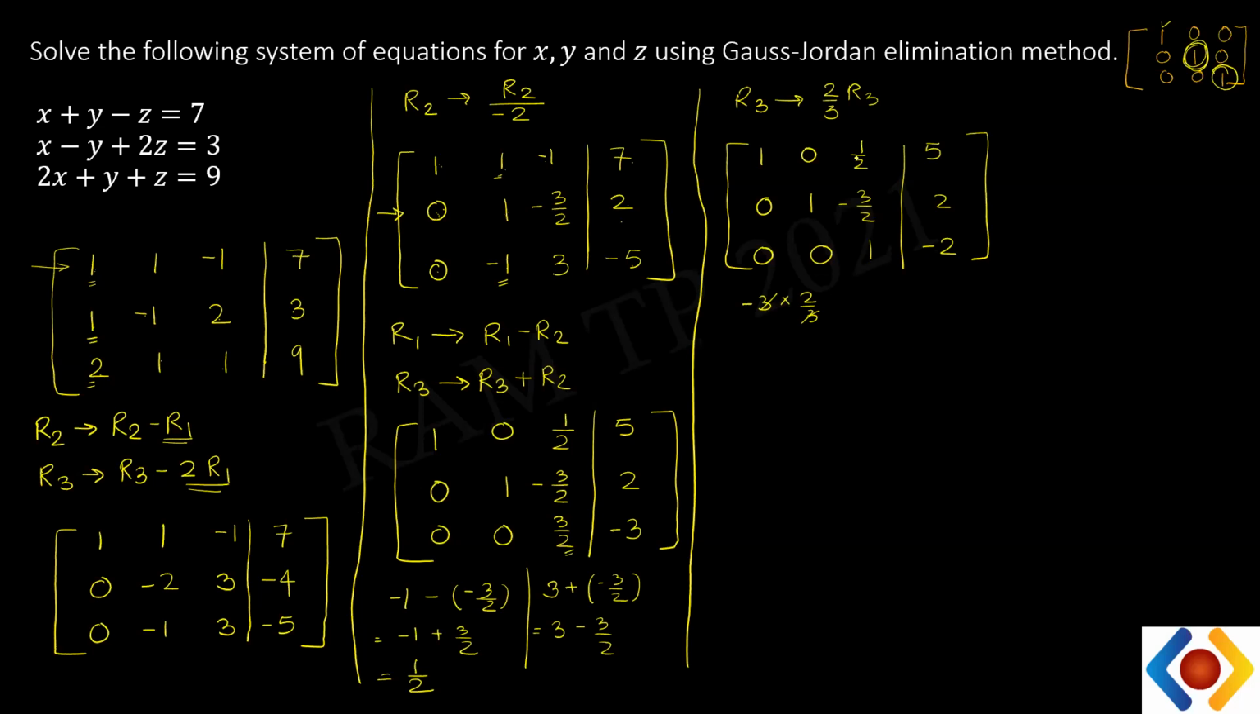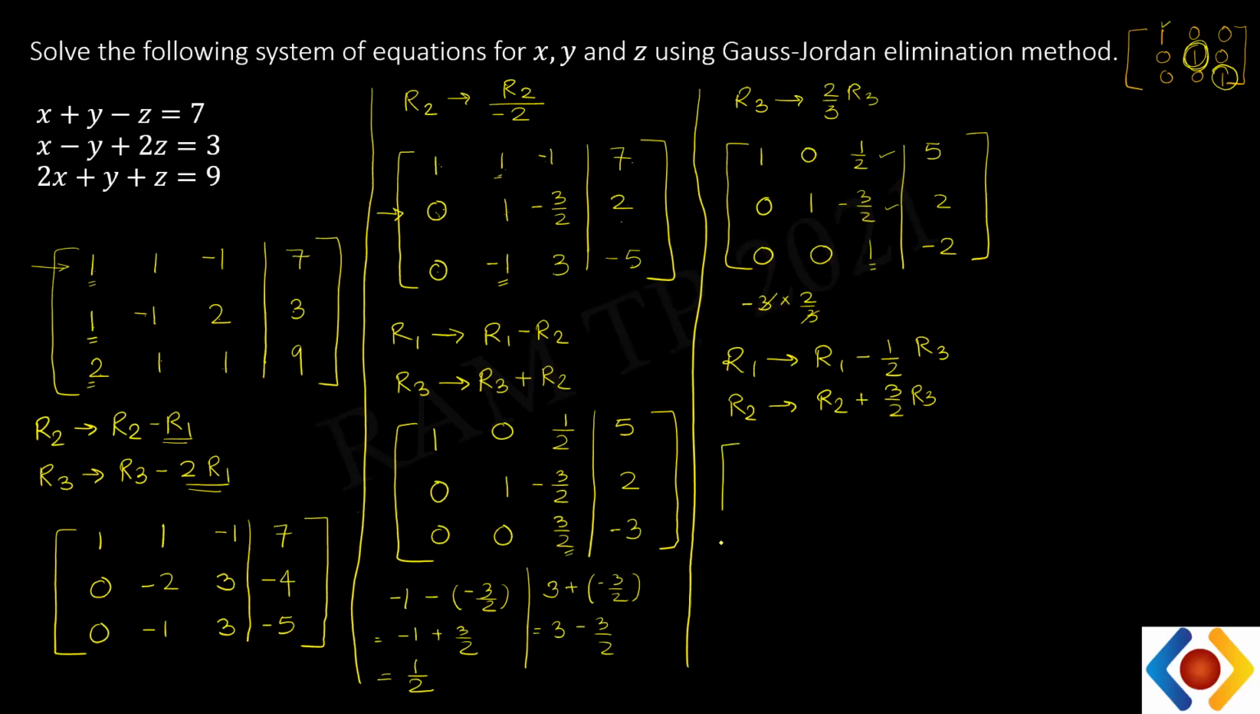Now let's try to make these two elements 0. So let's think about R1. What transformation should I do? R1 minus half of R3. What about R2? It's already negative 3 by 2, so R2 plus 3 by 2 times R3. We are taking reference of row 3. Remember, we converted this into 1, so we have to use that always. Therefore, I'm taking R3. Now we have to be a little careful.